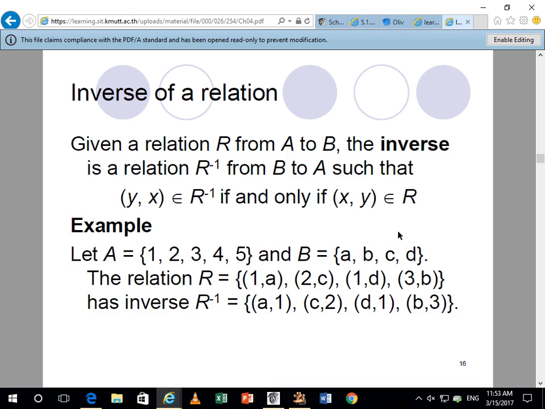So the inverse is simply, you flip it around. a1, c2, d1, b3. So that's how we define the inverse of a relation. You just flip the elements xy to be yx. This example we give is not a function. That's all.